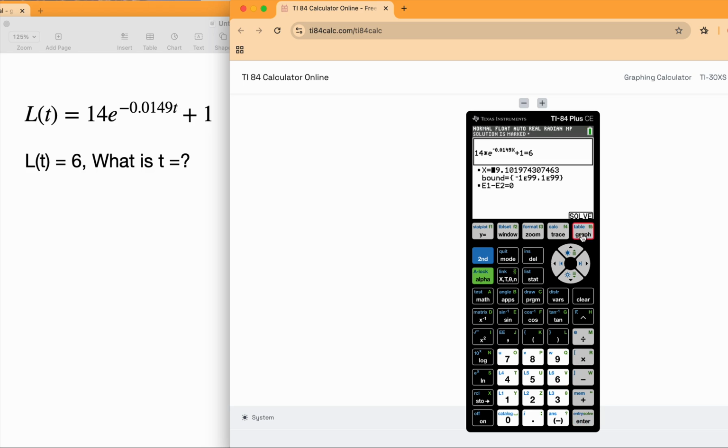So look, I got the value of x is 69.101. That is the value of x that makes this equation satisfied. So this is how we use the graphing calculator to solve an equation. Have fun.